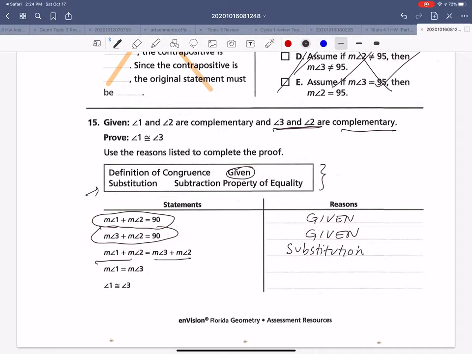Right? And then it says angle 1 is equal to angle 3. Well, doesn't it look like they just took away or crossed out the measure of angle 2 on both sides? So that's my subtraction property of equality. And then last but not least, they took the m's off and added a congruent sign. So that's my definition of congruent. If their measurements are equal, then by definition, they have to be congruent because that's equal in measure.